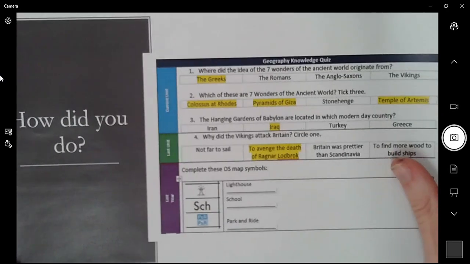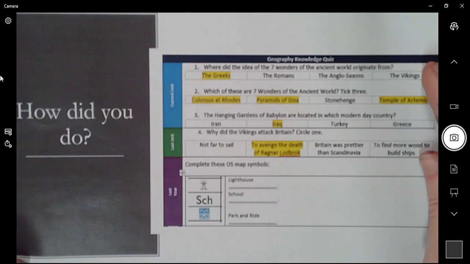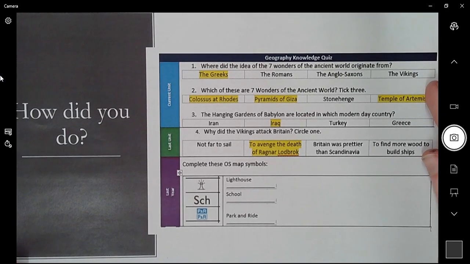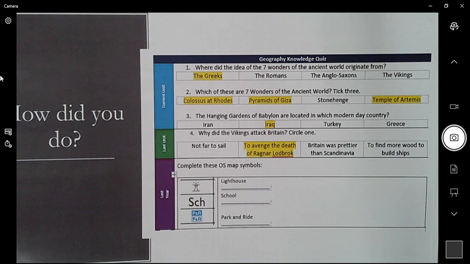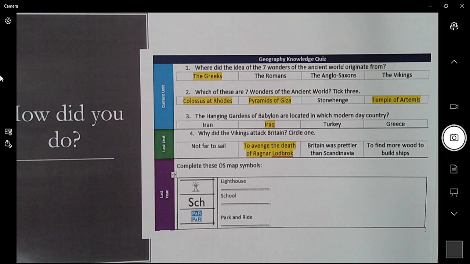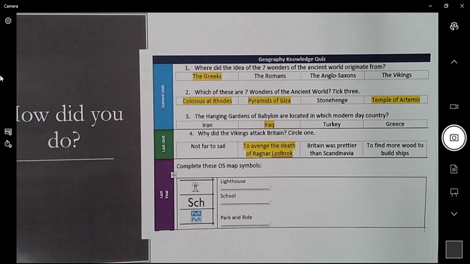Right, so we're going to look at our answers to our do now. How did you do with your do now? Question 1: where did the idea of the 7 wonders of the ancient world originate from? The Greeks, the Romans, the Anglo-Saxons, or the Vikings? It was, of course, the Greeks who created a list. So give yourself a tick for that, or else fix it if you need to.